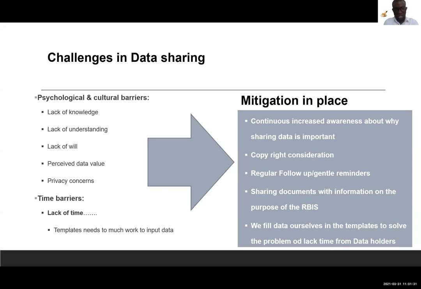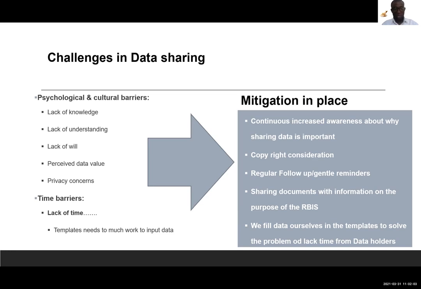However, after considering all these barriers and challenges that we are facing to get data shared with us, the team has set some mitigation in place, where, of course, we understand them. It is a new thing here. Most of the people don't know why they should share data, but after continuous, increased awareness about why data is important and why sharing data is essential, some people have now started understanding, and trust me, they even call you back to give you more updated data. This is a success that the team is making so far.